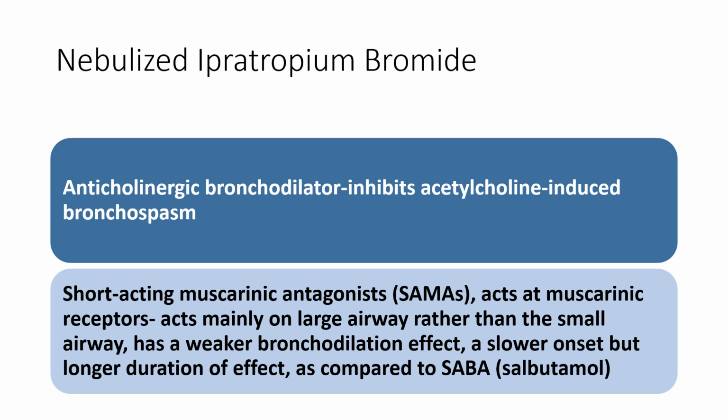Now the mechanism of action of the ipratropium bromide: it is an anticholinergic bronchodilator. It inhibits the acetylcholine induced bronchospasm. It is a short acting muscarinic antagonist. It acts on the muscarinic receptor mainly on the larger airway rather than small airway. It has a weaker bronchodilation effect, slower onset of action and longer duration of effect as compared to the SABA, salbutamol.